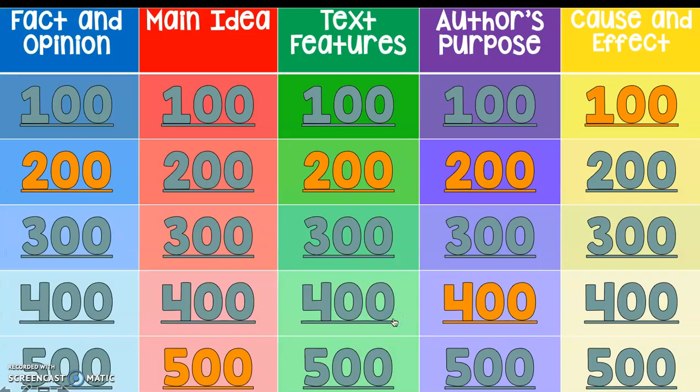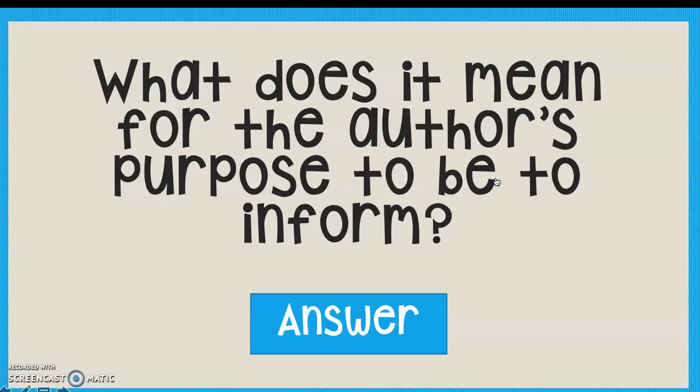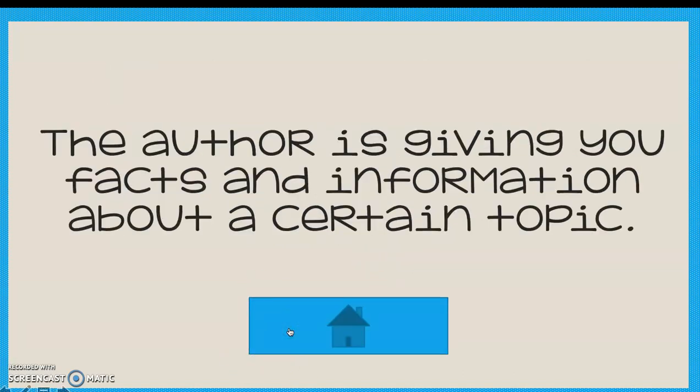Right, back to home. Let's do author's purpose for 200. What does it mean for the author's purpose to be to inform? So why might an author write something to inform, or what does it mean for it to be written to inform you? The author's giving you facts and information about a certain topic. So the author's giving you facts and information about a certain topic when they write it to inform you.